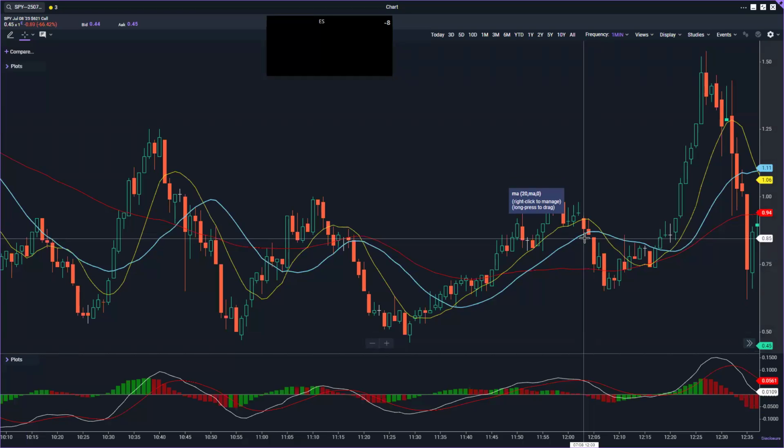So what was our entry? 69 cents. We were out at 86 cents. Let's do the math on that. 0.86, divide that by 0.69. That's a 24.64% return following through and executing on the trade plan. Now, that's a 24% gain.